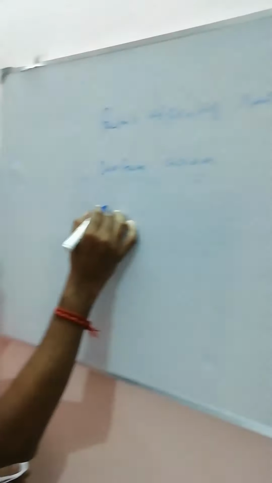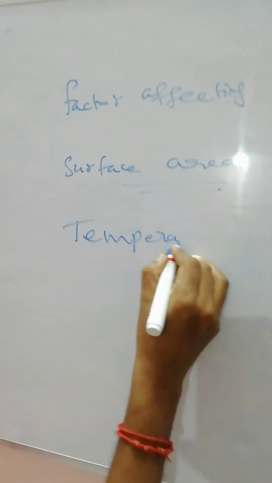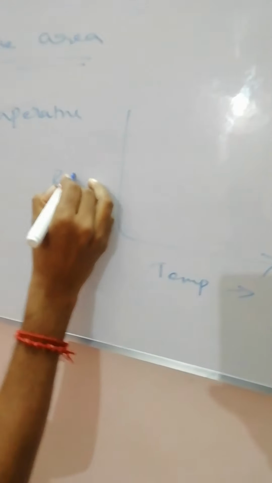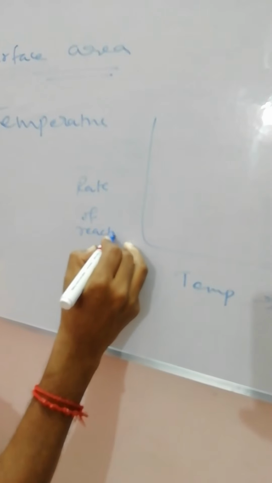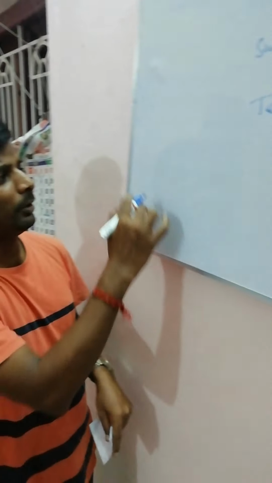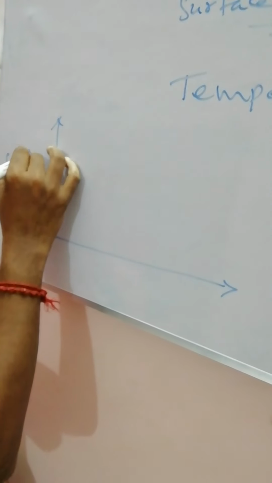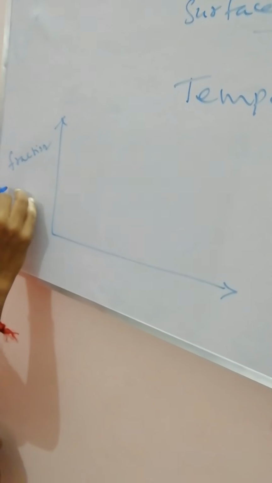The next one is temperature. Temperature is also an important term of rate of reaction. If I increase the temperature by 10 degrees, the reaction rate should be doubled or tripled. So if the temperature increases, the rate of the reaction also increases. This graph tells about the temperature. How? Simply, I will explain with the help of this graph. The same thing we have to learn in detail in the upcoming classes.